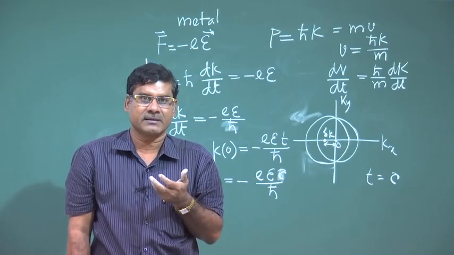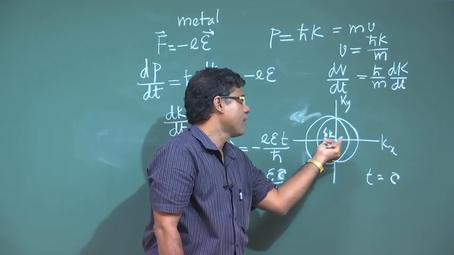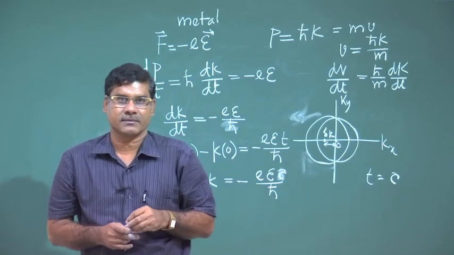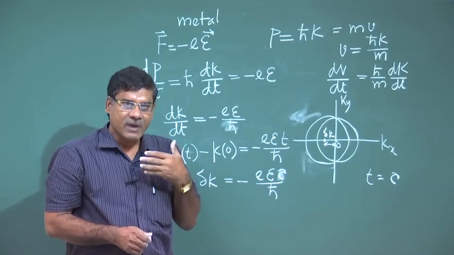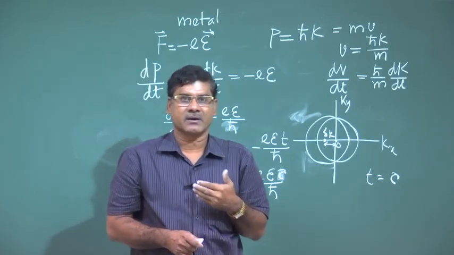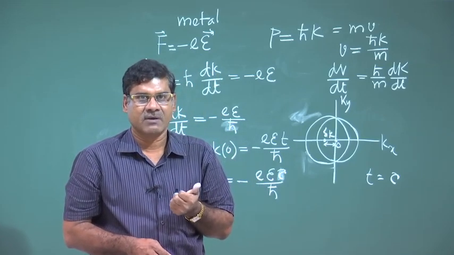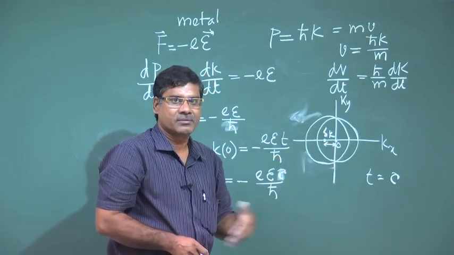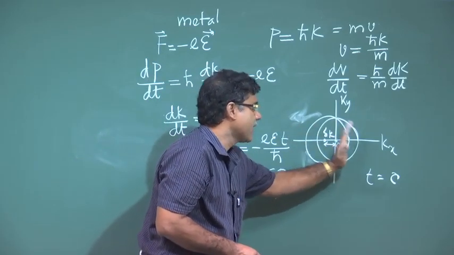Electric field is not there. So, what will happen? It will go back to its original position. But why will it go back to its original position? It will go back because of the collision, or due to the friction.